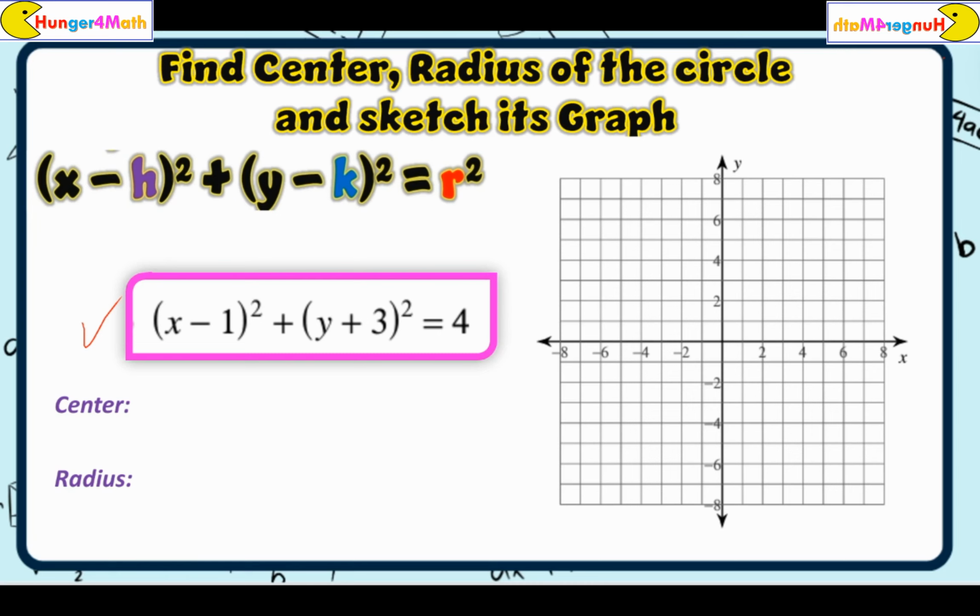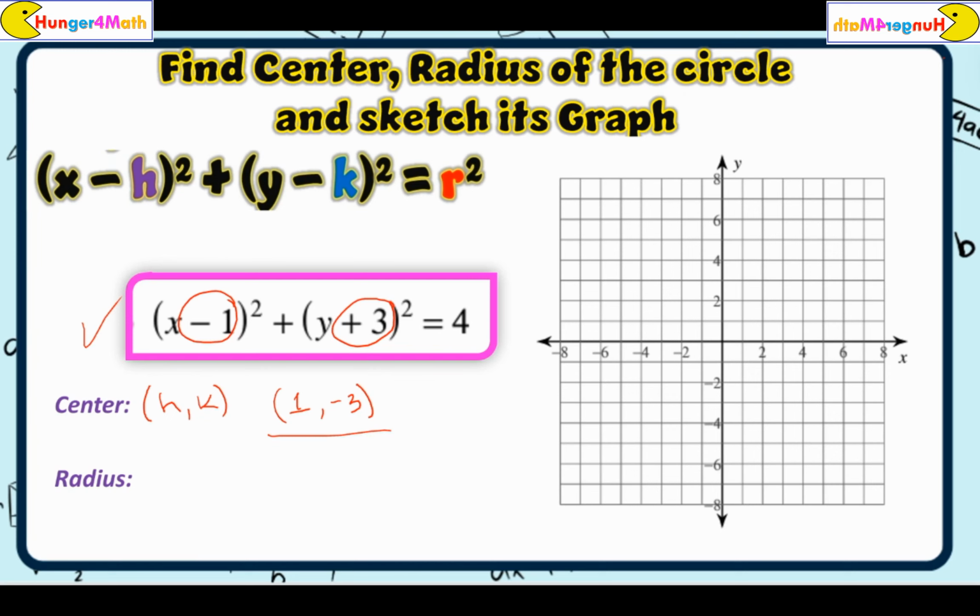To find the center, we're going to find the inverse value of the h and k, wherein the value of h is -1, so the inverse of that is +1. And for the k, it's +3, the inverse of that is -3. So this is the value of your center, which is (1, -3). We use the inverse so that once we replace it back, we will retain this equation.